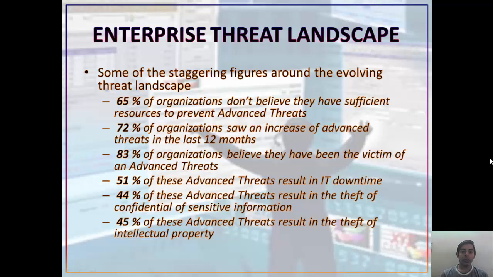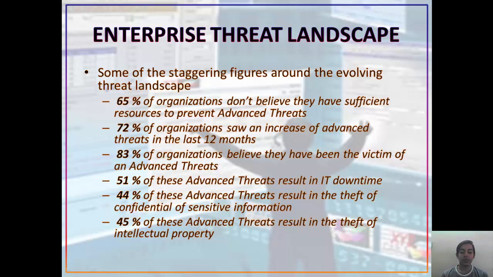Now moving forward. Now what is the enterprise threat landscape in today's scenario? Now the figures are very staggering. Now you can see here that 65% of organizations don't believe that they have sufficient resources to prevent advanced threats. 72% of organizations saw an increase of advanced threats in the last 12 months. 83% of organizations believe that they have been the victim of an advanced threat. 51% of these advanced threats result in IT downtime. 44% of these result in the theft of confidential or sensitive information, and 45% of these threats result in the theft of intellectual property.